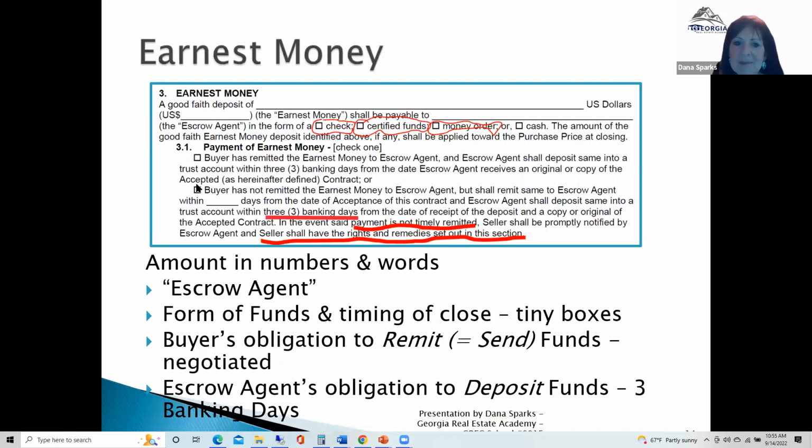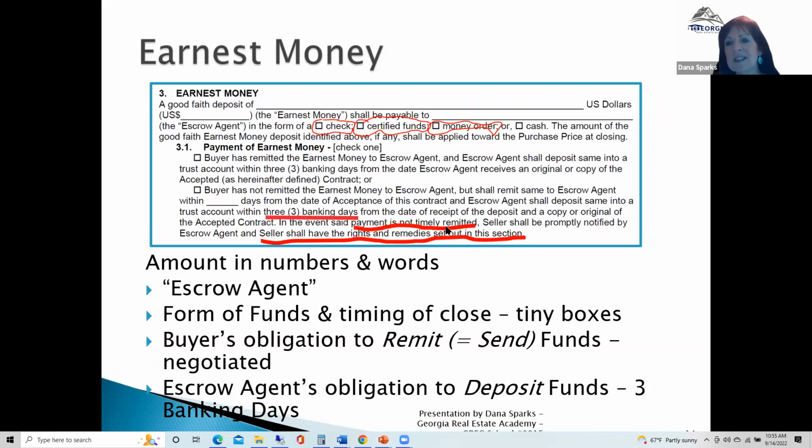The earnest money has to be sent within so many days and then deposited within so many days thereafter. That's what I'm saying. You guys, you need to follow up with these escrow agents. Did they get it? Did they deposit it? And if not, did they send notice?